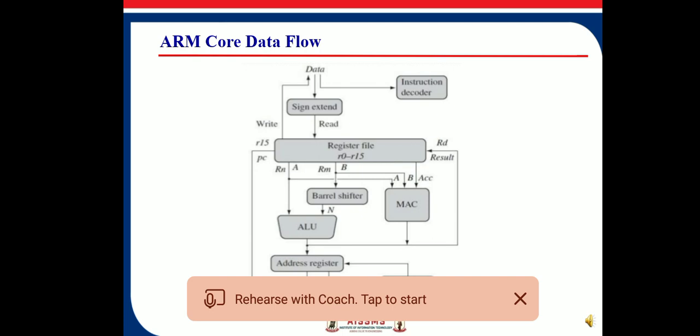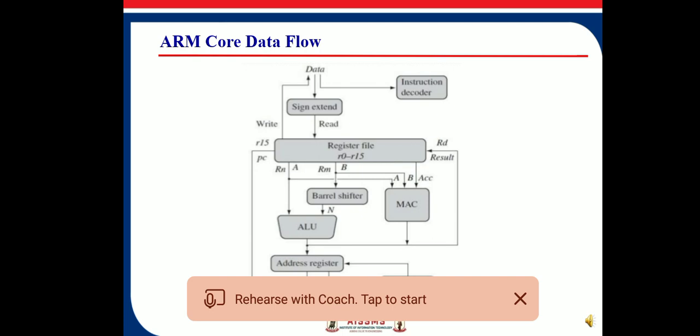The load and store instructions generate addresses using the ALU and store them in the address register. Here is one more concept, called the multiply accumulate unit. This multiply accumulate unit is used when there is a signal processing operation like convolution. So this is one of the applications of the multiply accumulate unit. The next one, the address register, holds the address generated by the load and store instructions and places it on the address bus.